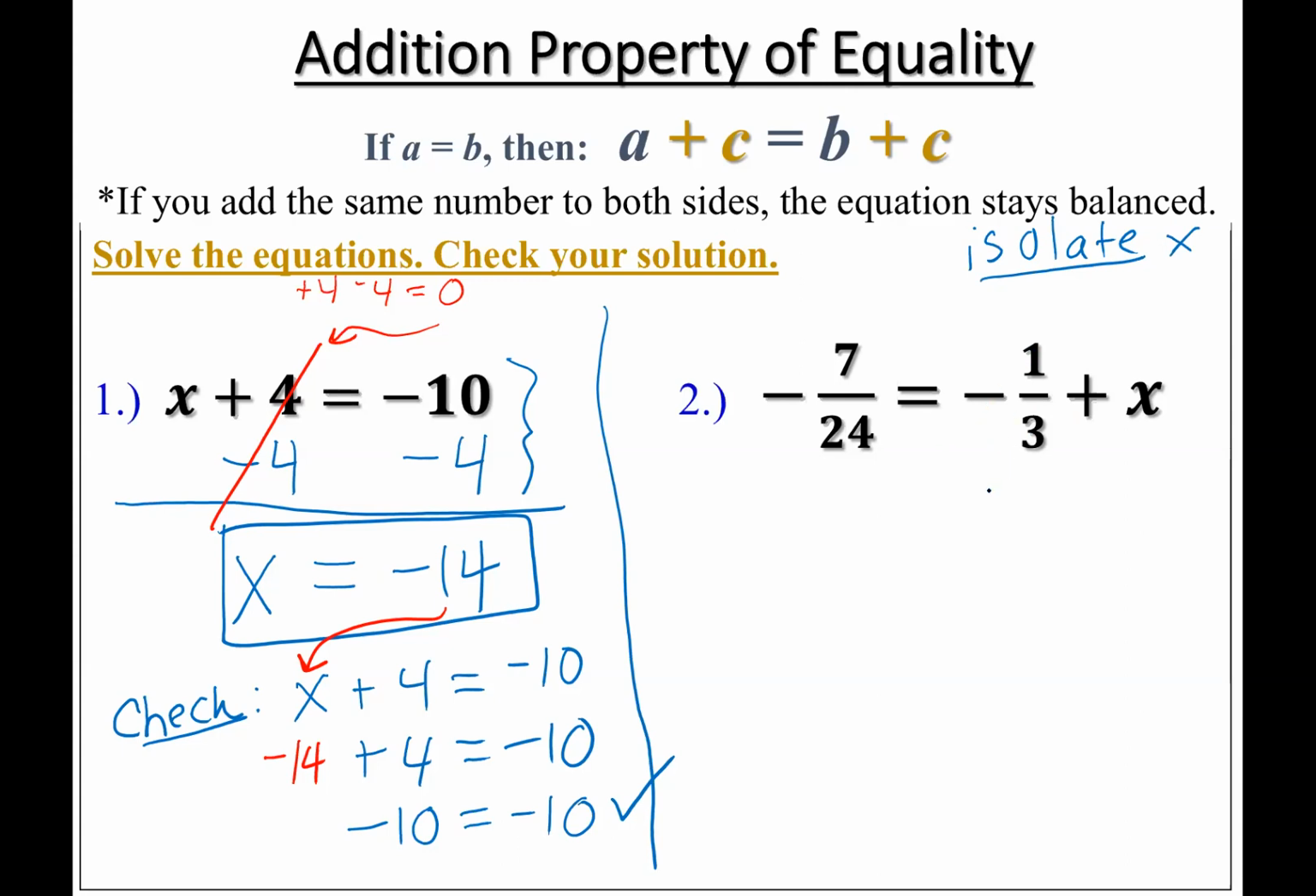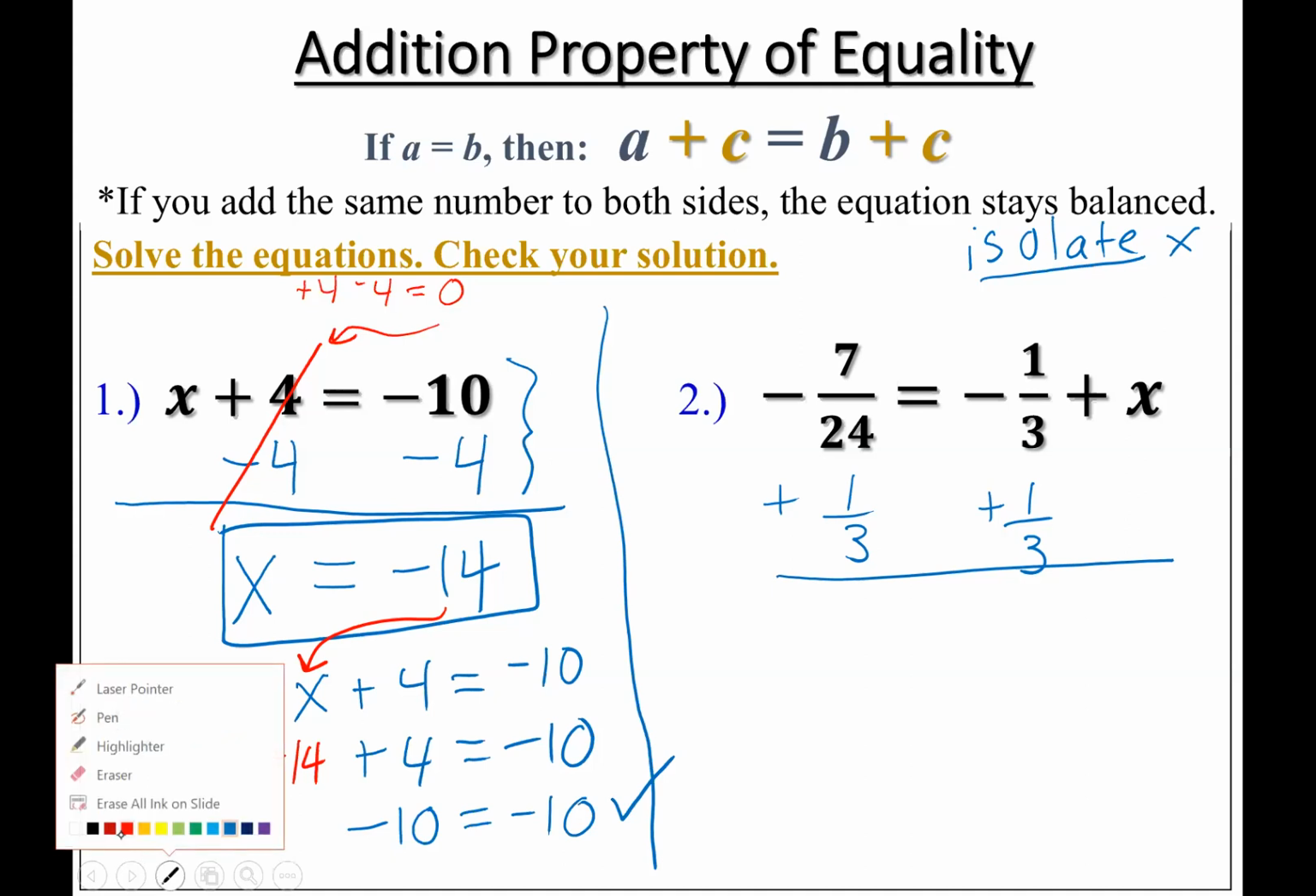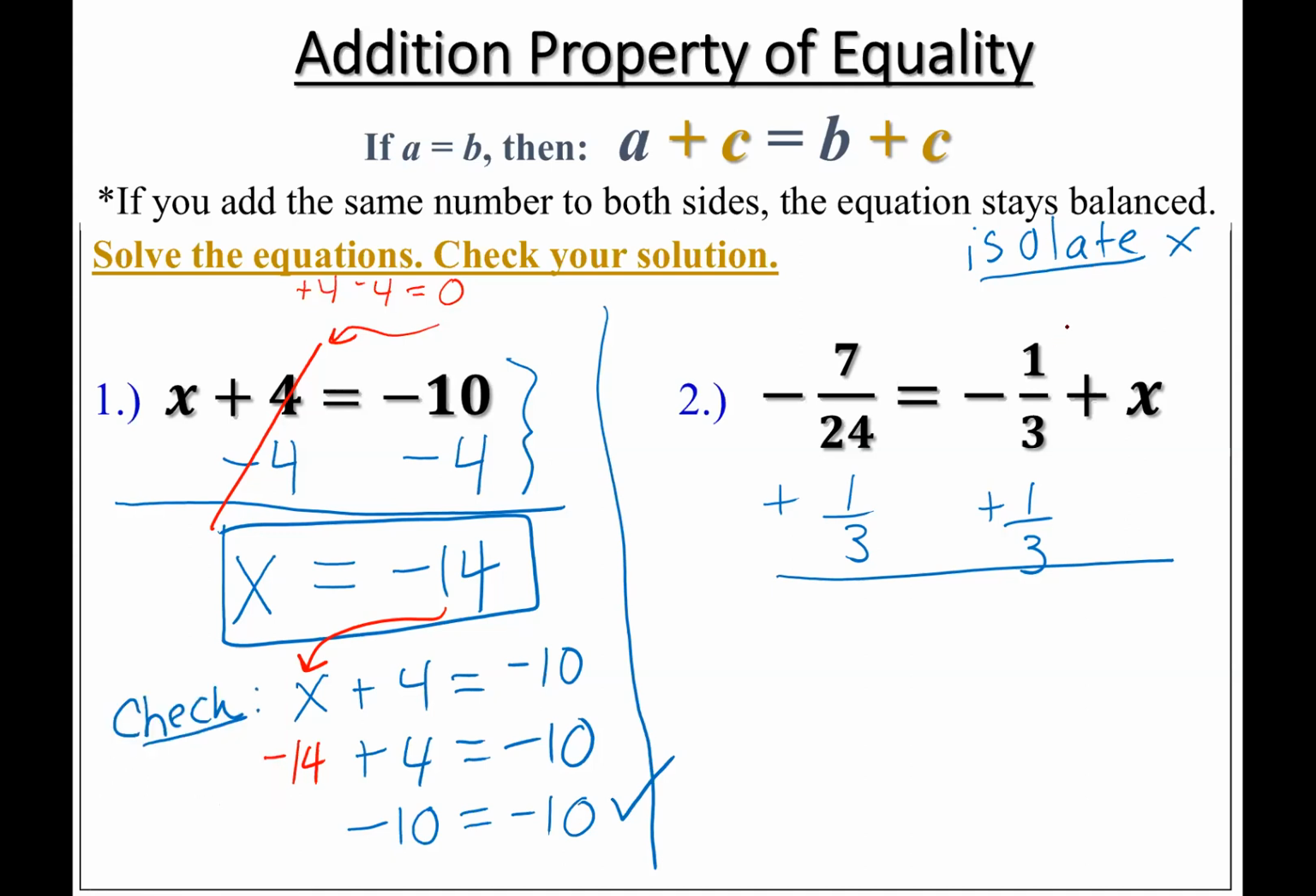Okay, so negative 1/3 plus 1/3, that will cancel out to 0. So I'm going to add 1/3 to both sides of my equation this time. So I'm writing it on the right and the left. This time, the thing that cancels out is the 1/3. Negative 1/3 plus 1/3 adds up to 0, so I'm crossing it out. Now, here's what we have on the left side. Negative 7/24 and then plus 1/3.